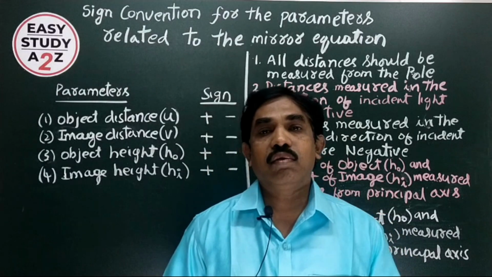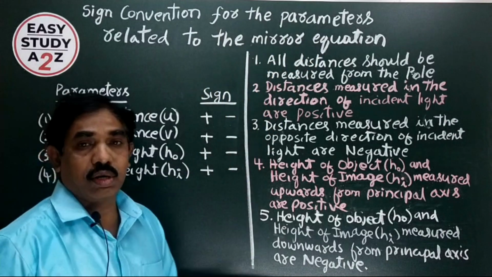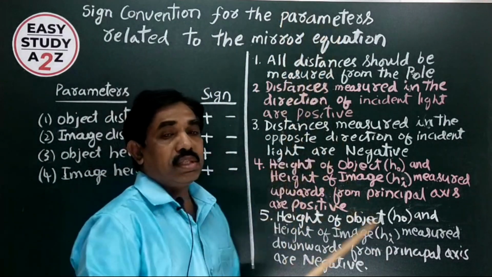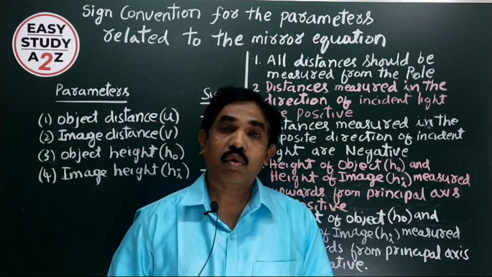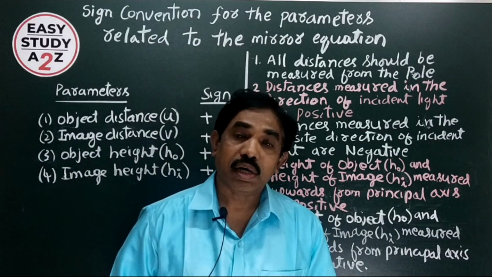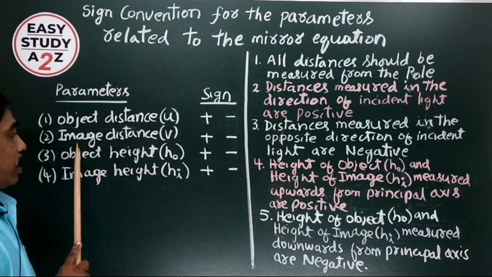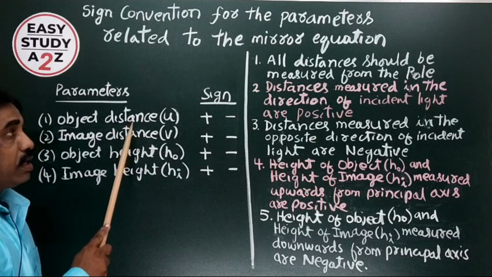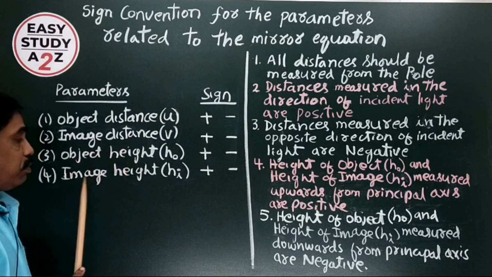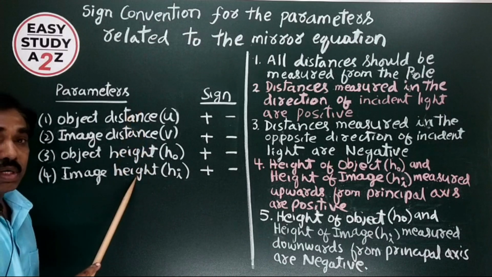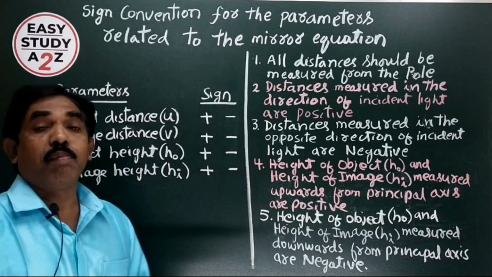Sign convention for the parameters related to the mirror equation. Parameters means measurable quantities, measurable components. Now what are the measurable components related to the mirror equation? We have object distance, we have image distance. These are directly related to the mirror equation, and we also have object height and image height. These are the parameters. These are the measurable quantities.